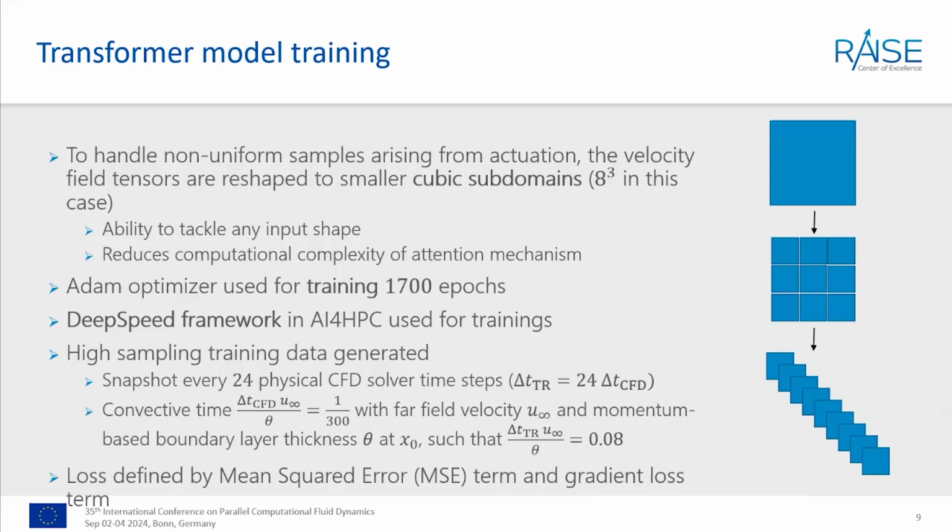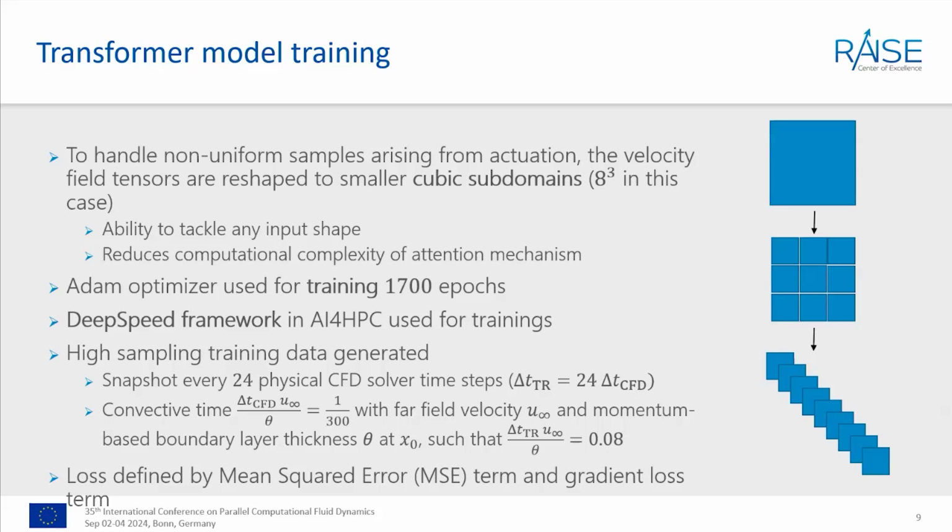The other challenge for us is also the non-uniform input. If you saw the problem initially, we have these different sizes of boxes which arise from different parameters of the equation, which results in non-uniform samples for the input to the transformer network. So we do some sort of reshaping to smaller cubes, which allows us to tackle any input shape, and also reduces the complexity of the attention mechanism.